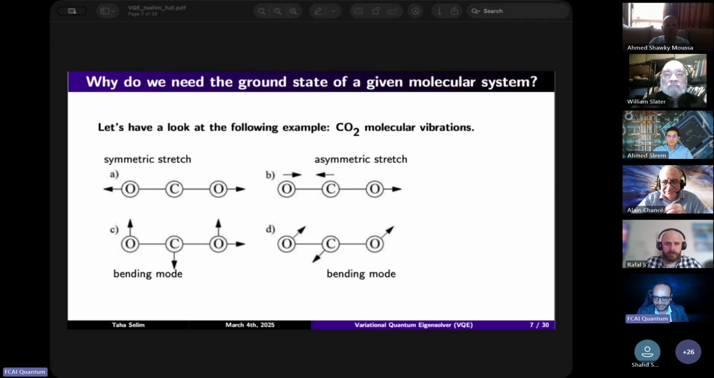Okay, so now why do we need the ground state of a given molecular system? We spoke earlier in the panel discussion that the ground state expresses the energy required to keep the molecular structure at equilibrium. So to keep the molecule at its equilibrium position, or default structure, we need some sort of binding energy, and indeed the ground state energy is the default state energy, like we have the ground state energy of hydrogen molecule, of carbon dioxide, and so on.